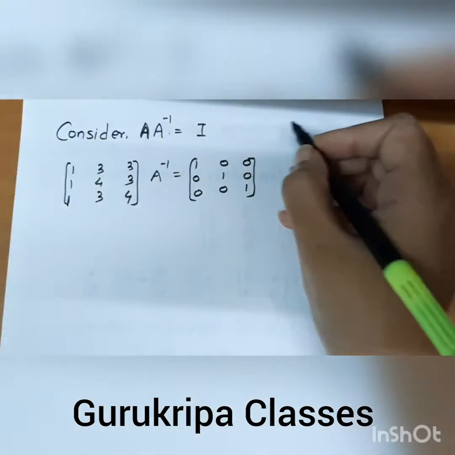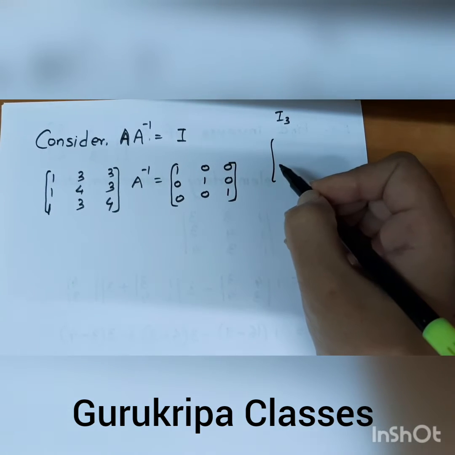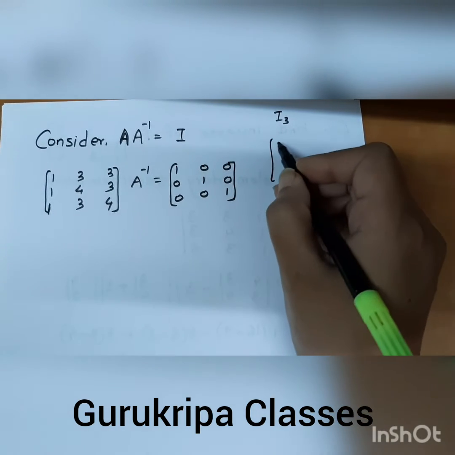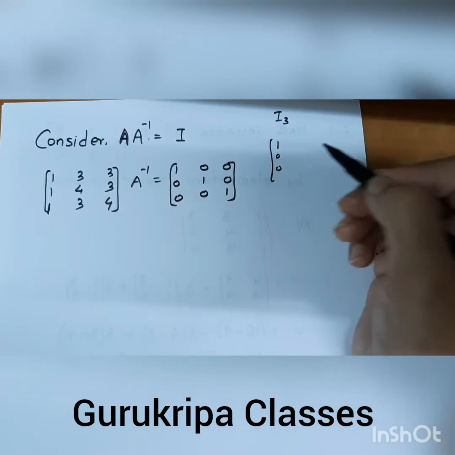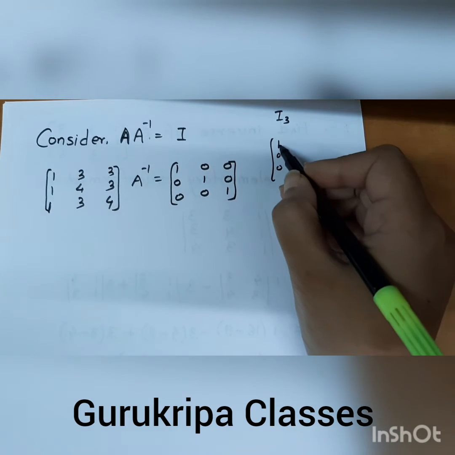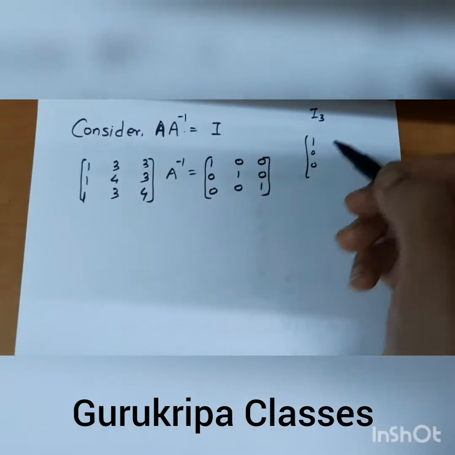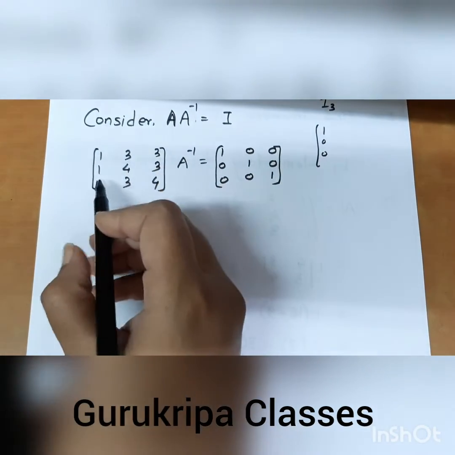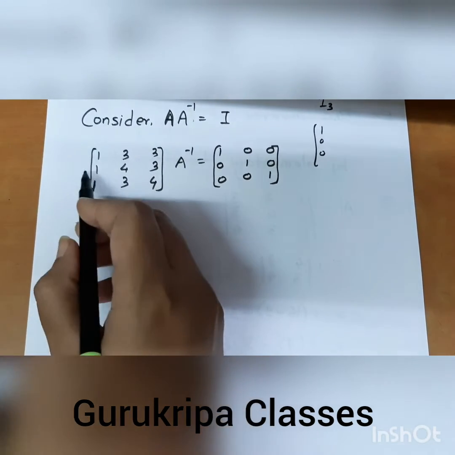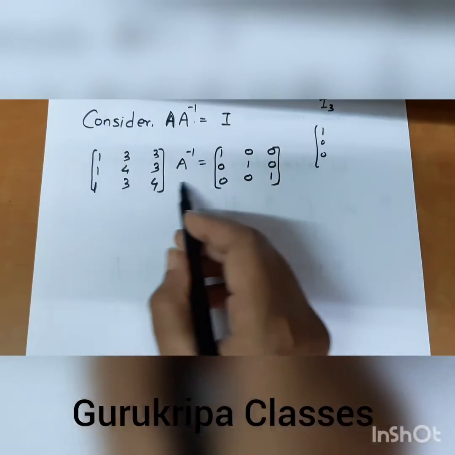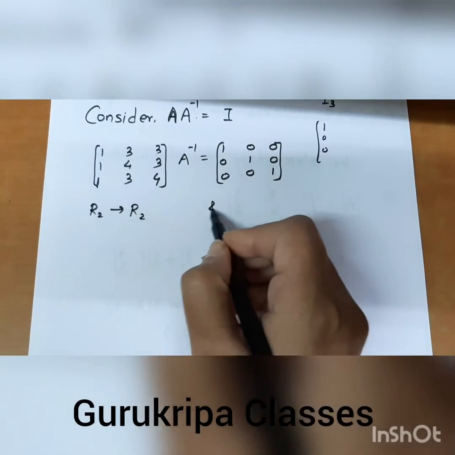Since the procedure is for I3, meaning to make the matrix A into the identity matrix of order 3 by 3, first make this element 1. Using this one, make these elements 0. This is the first procedure. First make this element 1, then using this one, make these two elements 0. We already have 1 here. Now using this one, we have to make this element 0 and this element 0. It means the operation is on R2 and the operation is on R3.